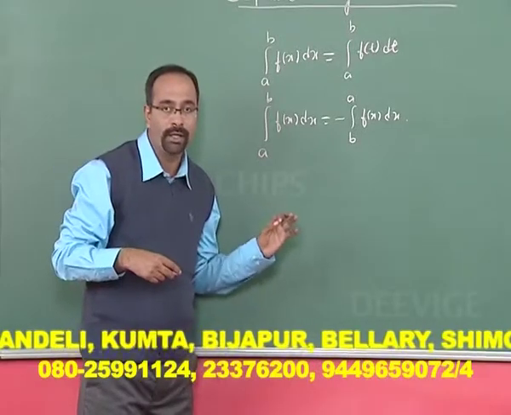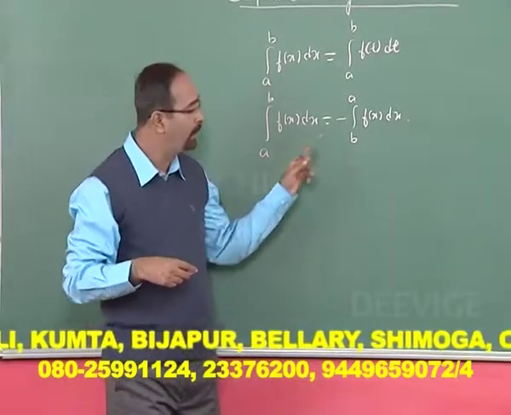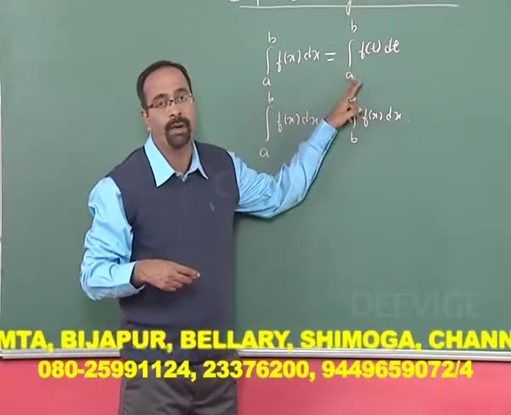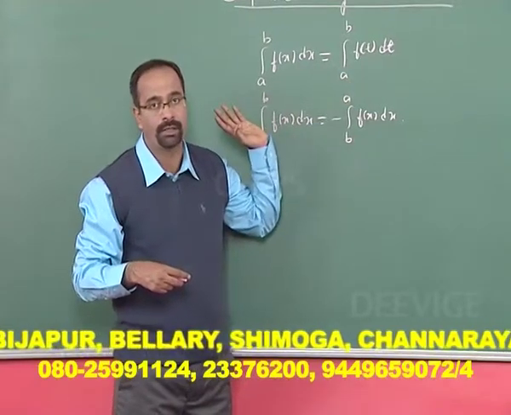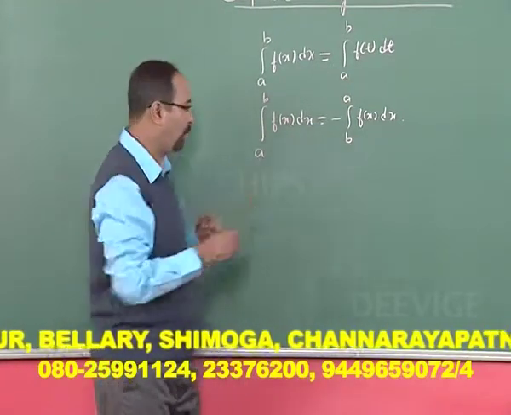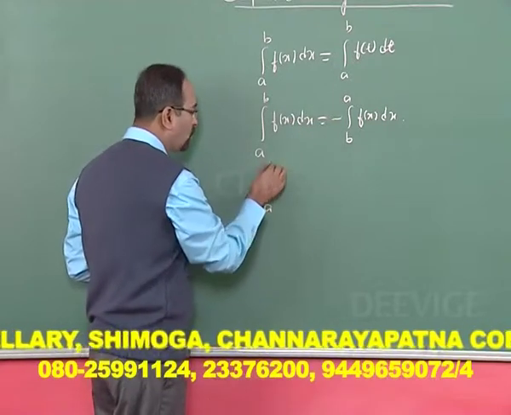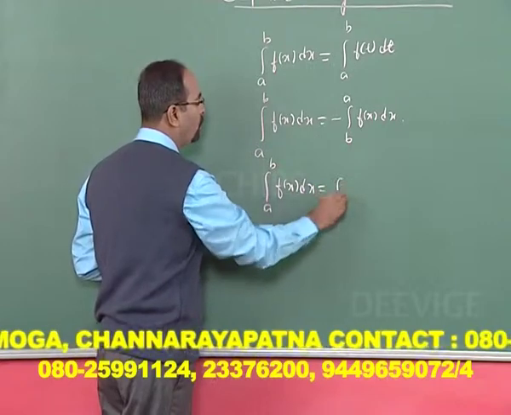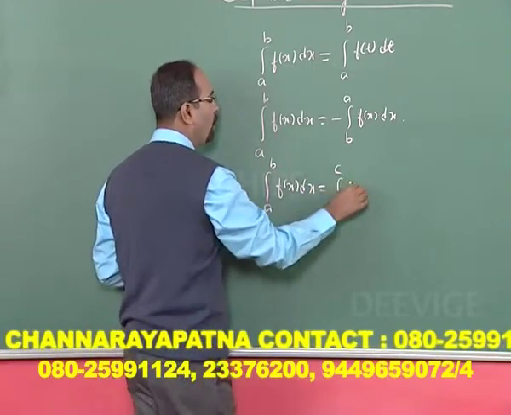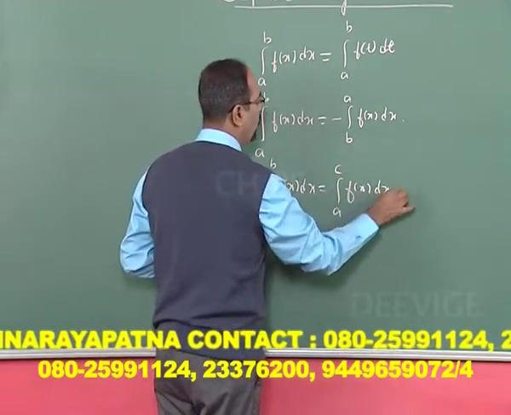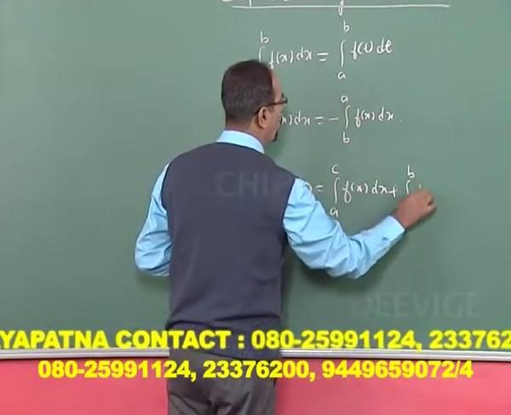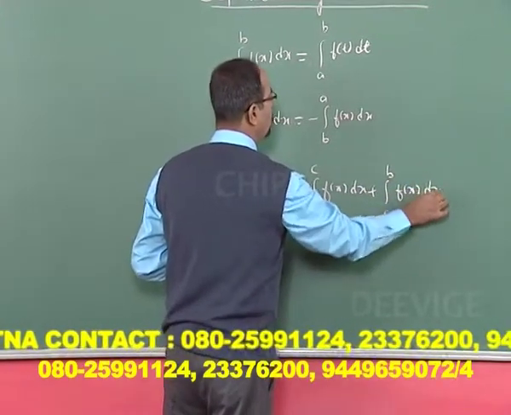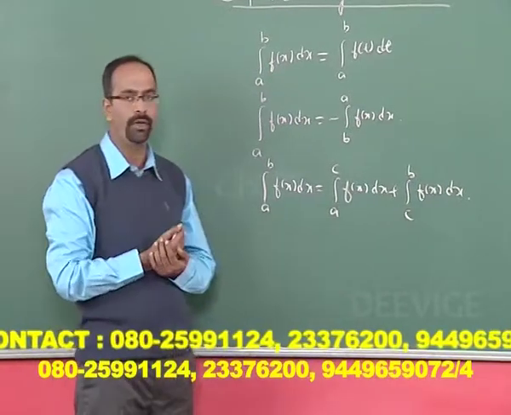That means to say, the integral changes its sign if upper limit and lower limit are reversed. Next, integral of a to b f of x dx is always equal to integral of a to c f of x dx plus integral of c to b f of x dx. This is the third major property of definite integral.